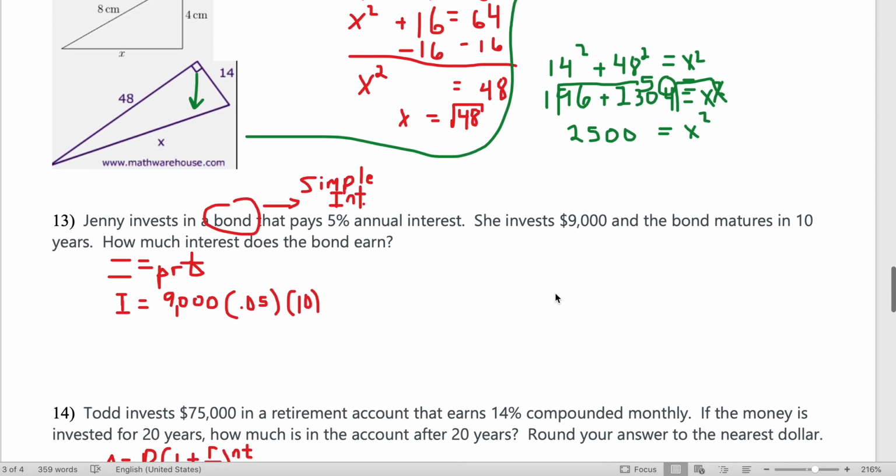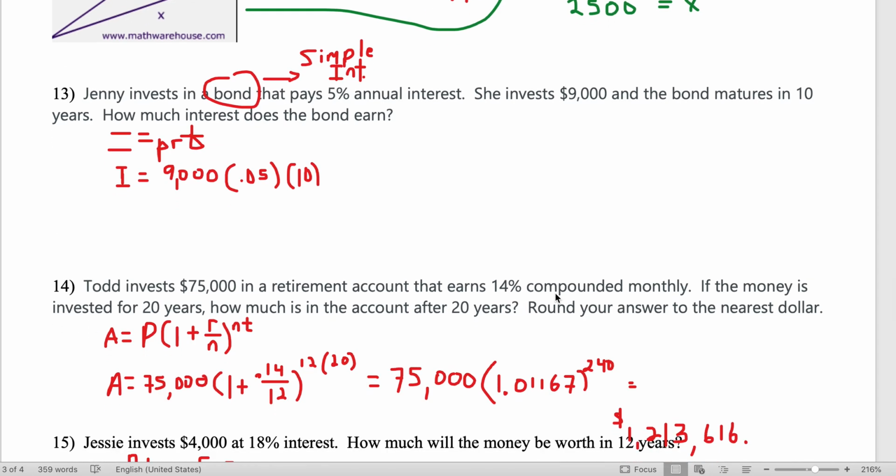Number 13, very important: a bond pays simple interest. Remember, we re-emphasized that this week when we went over the questions that you had gotten wrong most commonly on the last test. So a bond is simple interest. Don't ever forget that. So it's I equals PRT.